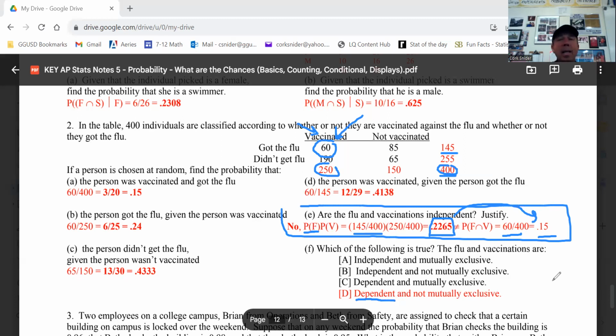Okay. But they can happen at the same time. And that means not mutually exclusive. They can happen at the same time.